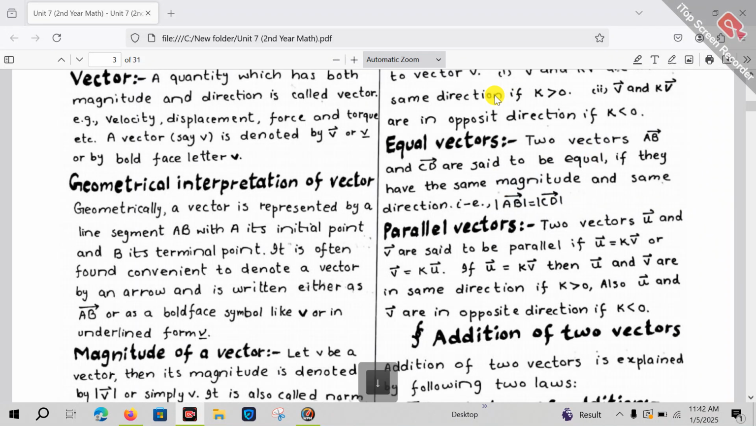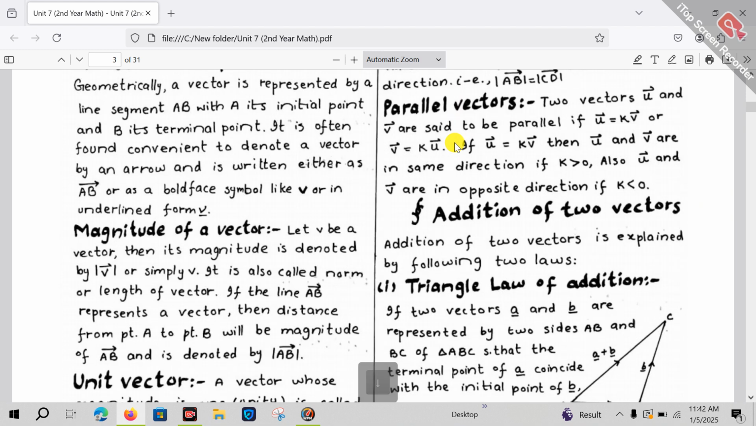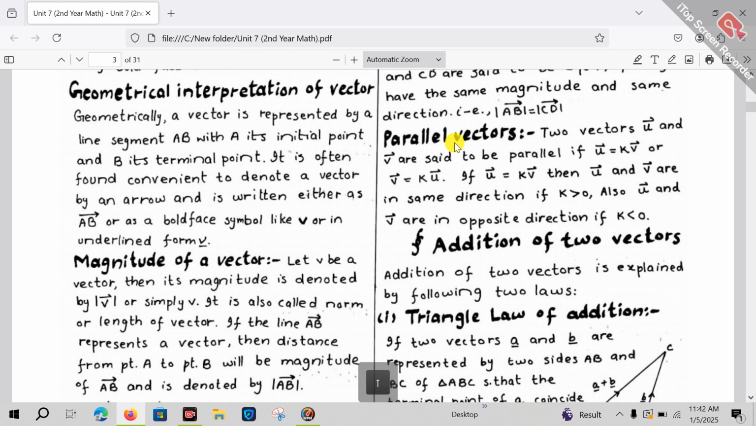Hello, dear friends. Next, we will discuss the concept of parallel vectors. So, what is the definition of parallel vectors? Suppose we have two vectors u and v. We say that these two vectors are parallel if one vector is a scalar multiple of the other vector. For example, u is equal to kv vector or v is equal to ku vector.